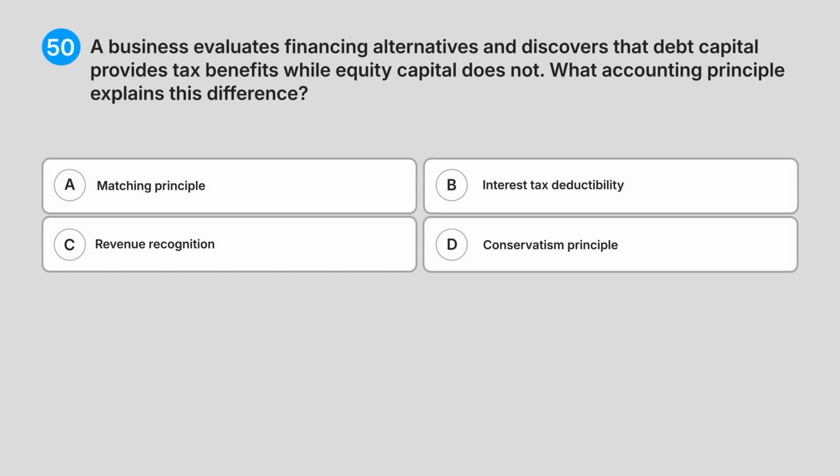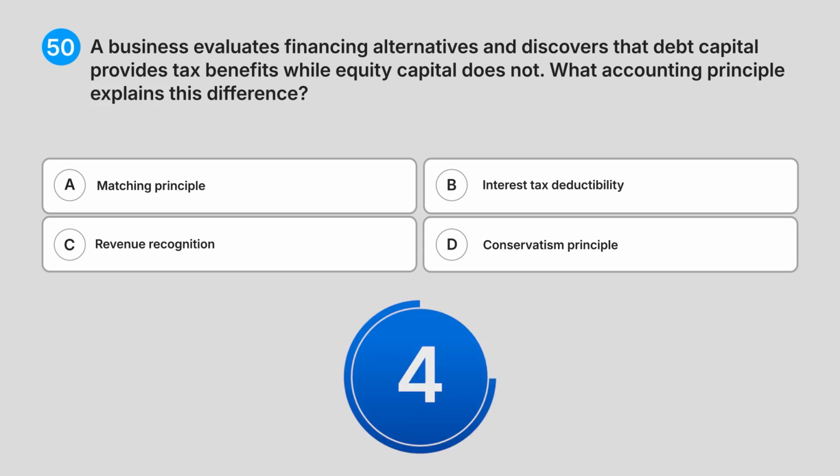50. A business evaluates financing alternatives and discovers that debt capital provides tax benefits while equity capital does not. What accounting principle explains this difference? A. Matching principle. B. Interest tax deductibility. C. Revenue recognition. D. Conservatism principle. Can you guess the answer?